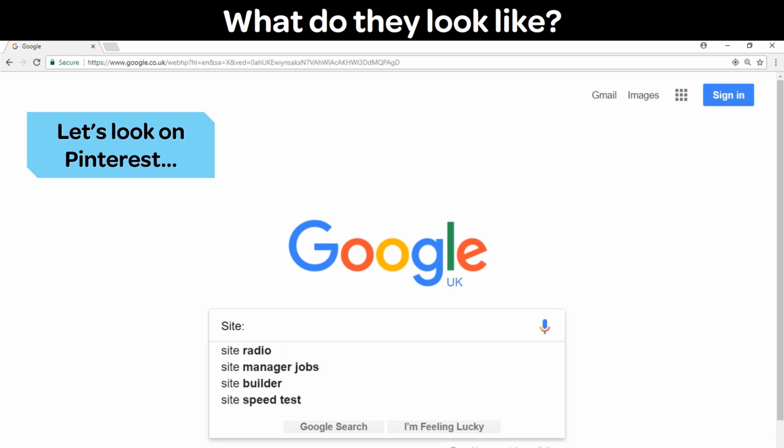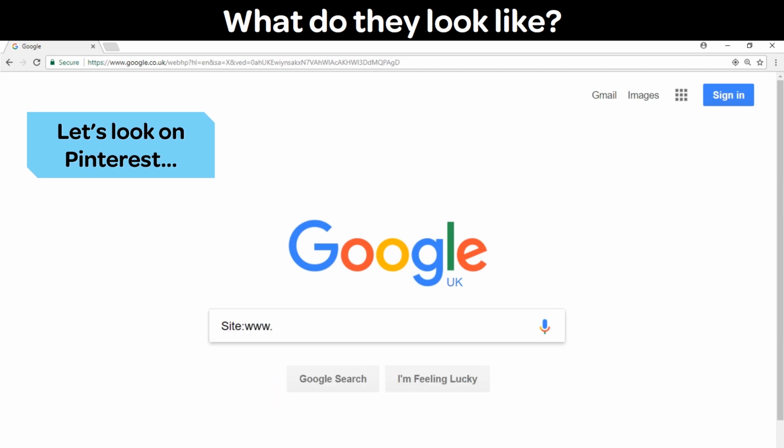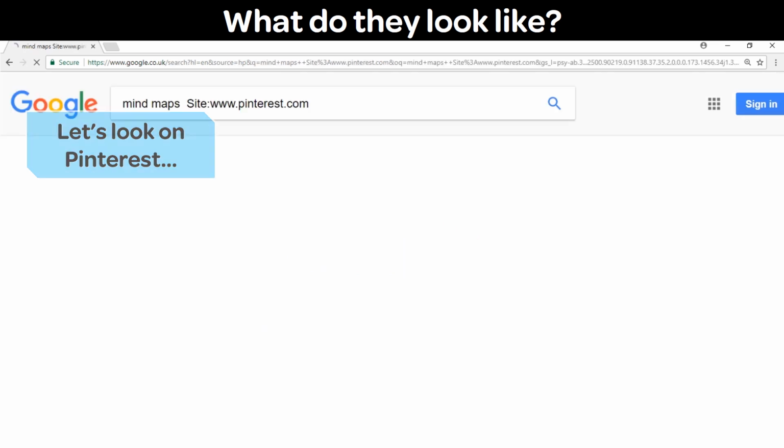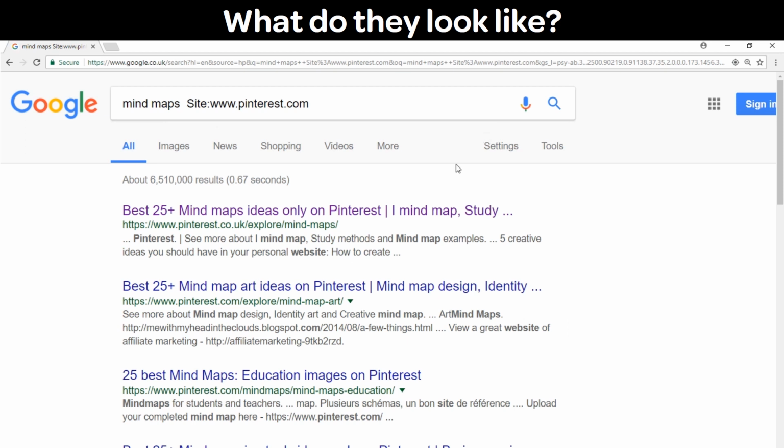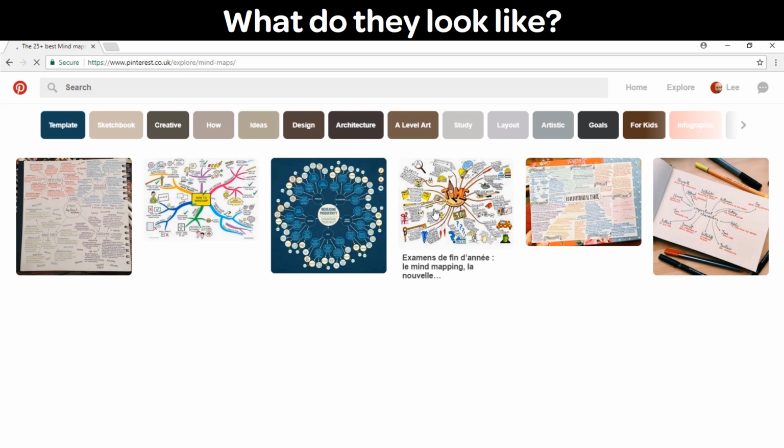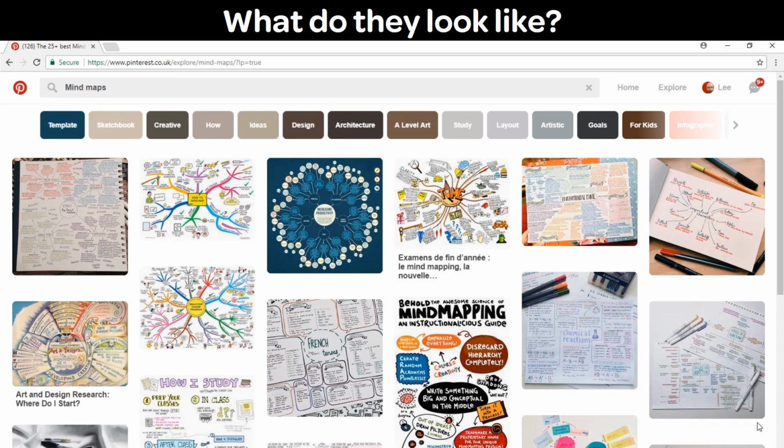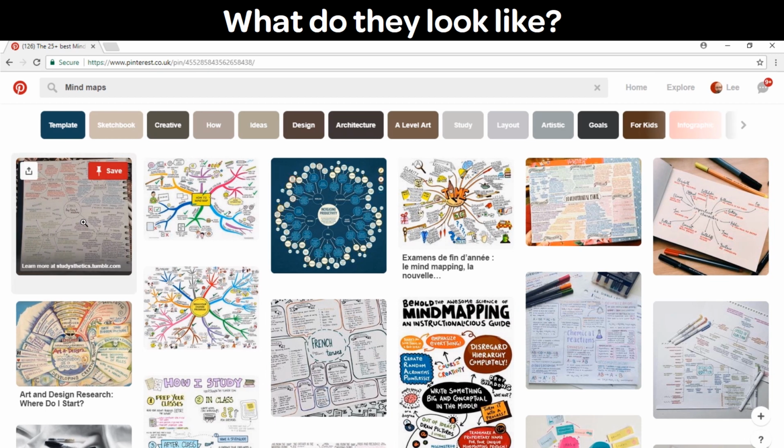Well, if I want to know what something looks like, I think Pinterest might be a good way of exploring visual things. So I've typed in mind maps and site:/www.pinterest.com. Here's a link, the best 25 mind map ideas. And it's presented me with a very visual display here. Let's have a look. Okay, the very first one, something on ethics.